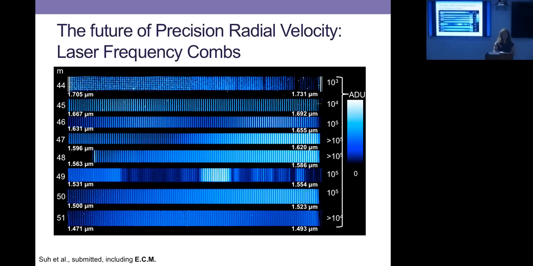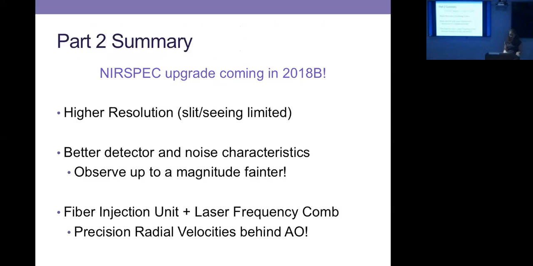Okay, so to finish up, the NIRSPEC upgrade is coming starting in 2018B. So I'm going to be out here probably in the fall a lot installing that, which I'm super excited for. And after the NIRSPEC upgrade, what this means for you as observers is that you're going to get higher resolution. Now this is slit limited, so if your seeing is really good and you can move to a smaller slit, you can actually get resolutions of 37,000. This means better science and slit viewing camera detectors. You can observe up to a magnitude fainter in the short wavelength ranges.